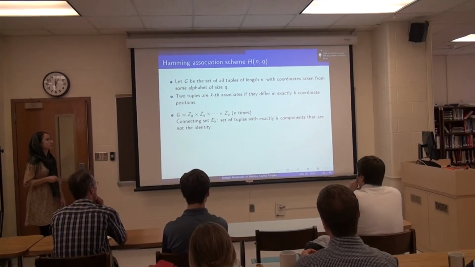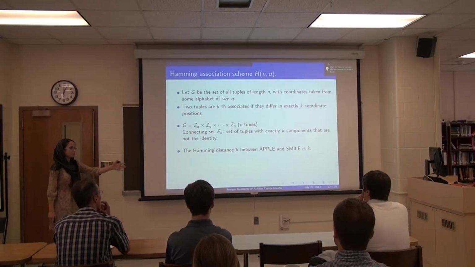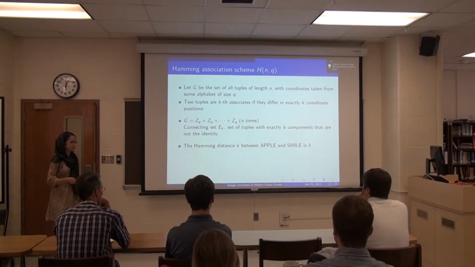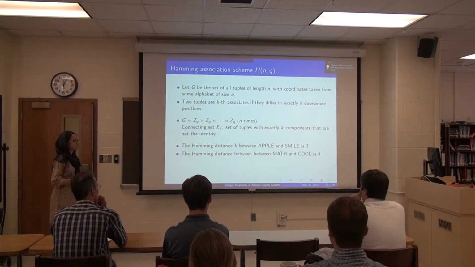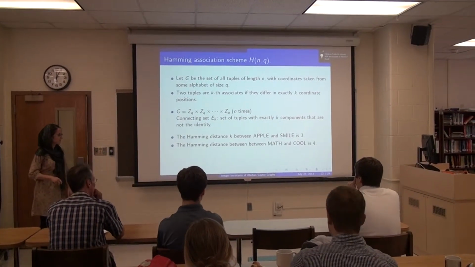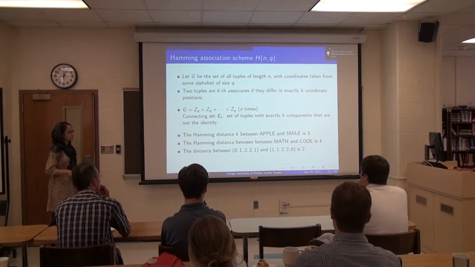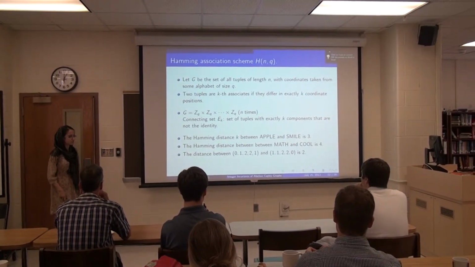And so just some examples of what this distance k means: the Hamming distance between apple and smile is 3 because they differ in the first 3 positions. The distance between math and pool is 4 because they differ in every position. And then the distance between those 2 points is 2 because they differ in the first and last position.